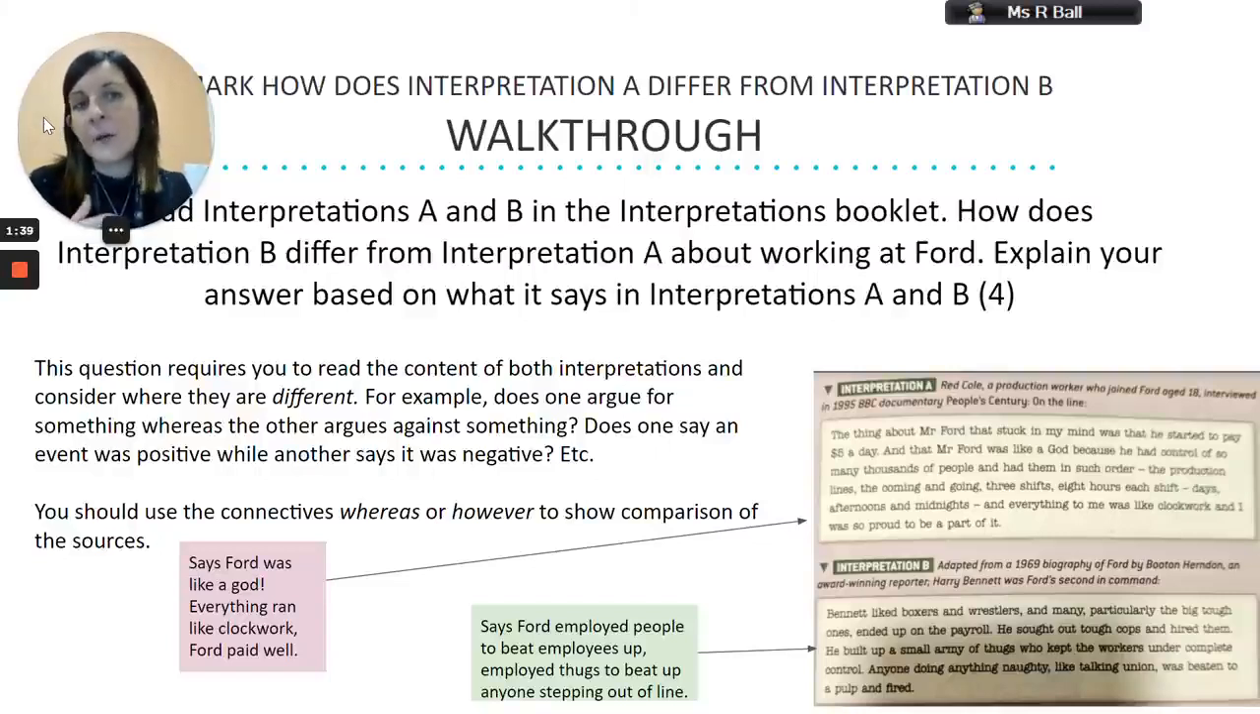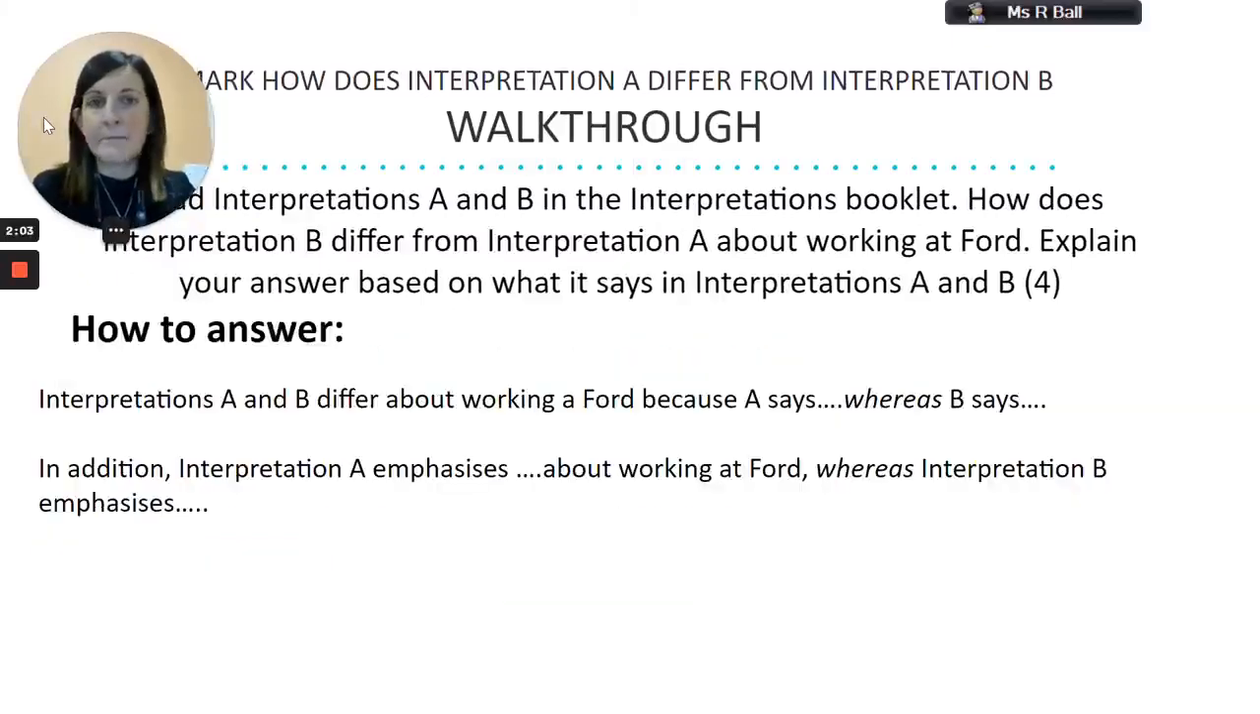Now, if you look at these two interpretations about working at Ford and read these carefully, it clearly says in one interpretation, in A, that working for Ford was a dream, that he was like a god, that everything ran like clockwork, that he was paid really well. Whereas the other one says that Ford kind of ruled out of fear, and he would employ people to beat employees up for anybody stepping out of line.